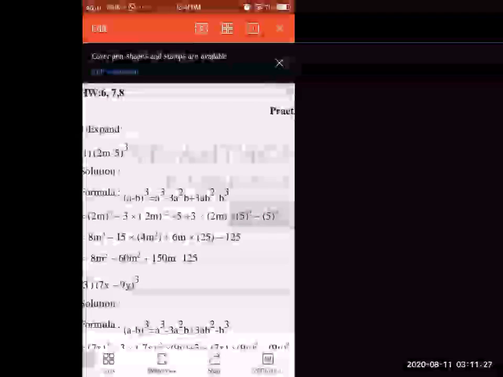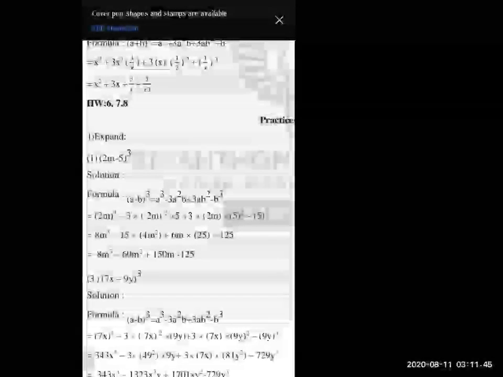Here, the first question is 2m minus 5 the whole cube. Now here you will write the first formula. Which formula will it be? The minus formula, that is a minus b the whole cube. A minus b the whole cube equals a cube minus 3a square b plus 3ab square minus b cube. The formula has not changed, only the sign.